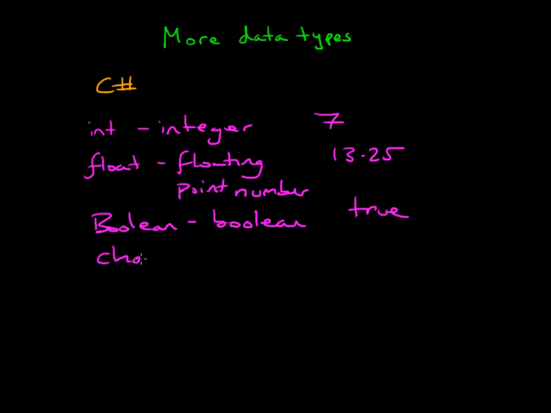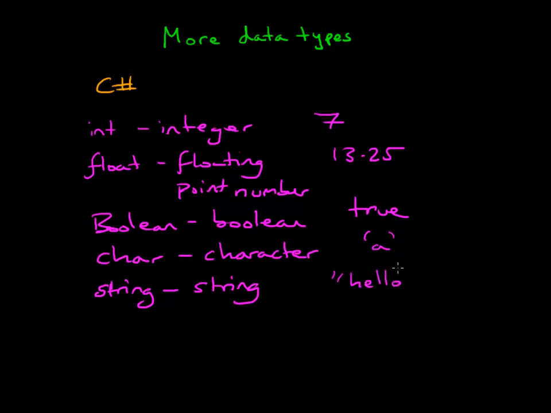And we've got a char, and that stands for a character, so one letter, one character, and we use a single quote for characters. We've got string, just like we do in JavaScript. And so a string we use with double quotes. And those are the data types which we're going to look at now.